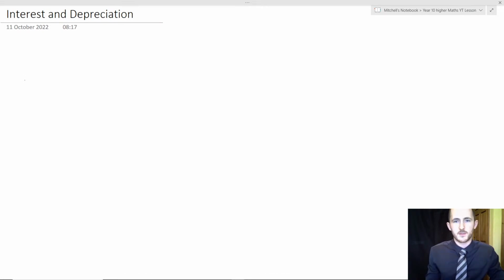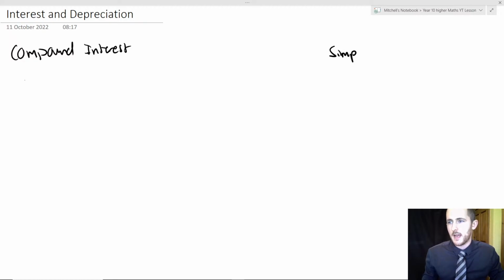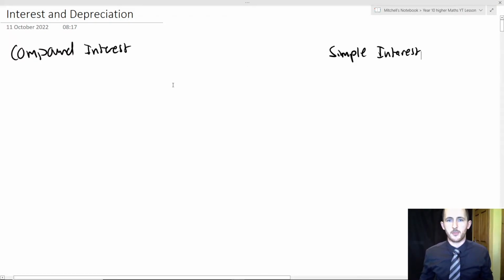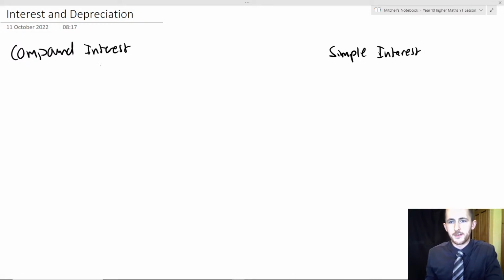When we talk about interest, we have two types of interest. We have compound interest, and we also have something called simple interest. Honestly, it can be a bit tricky to wrap your head around these two. So with compound interest, actually let's start with simple interest. With simple interest, the amount of money that you gain stays the same each and every year.